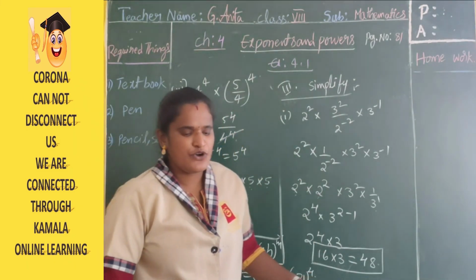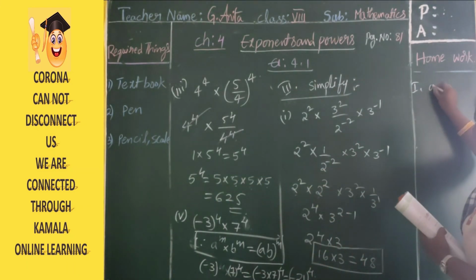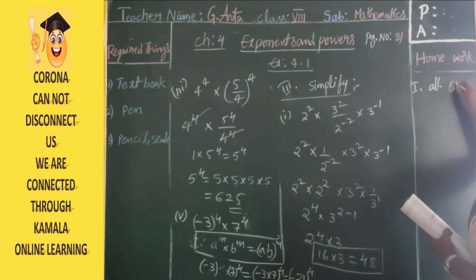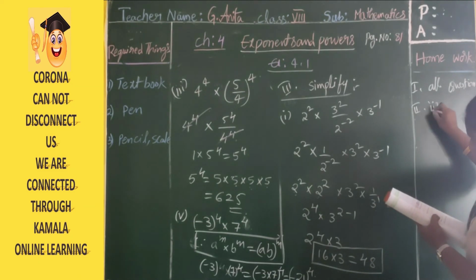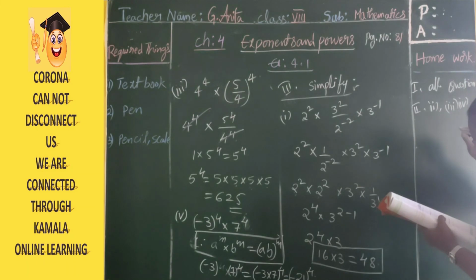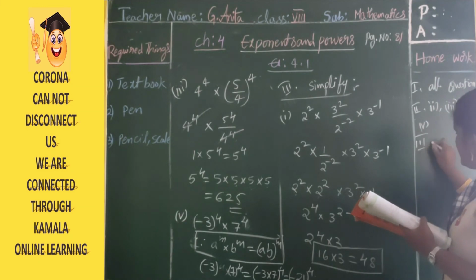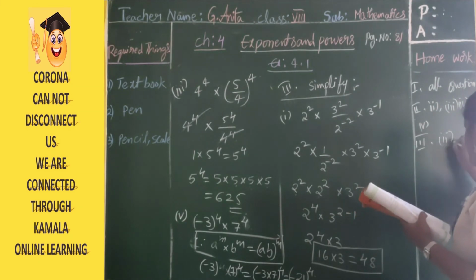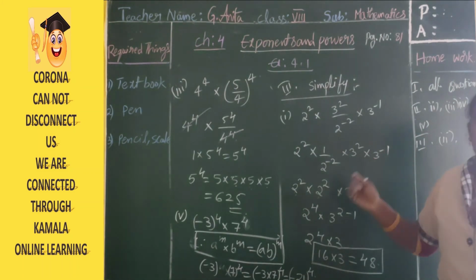So understood, students? Your homework is in first bit, you have to complete all questions. In second bit, second one and third one, fourth one, fifth one also. Next, third bit, second. So this is your homework. Understood, students? Complete your homework. Okay, thank you.